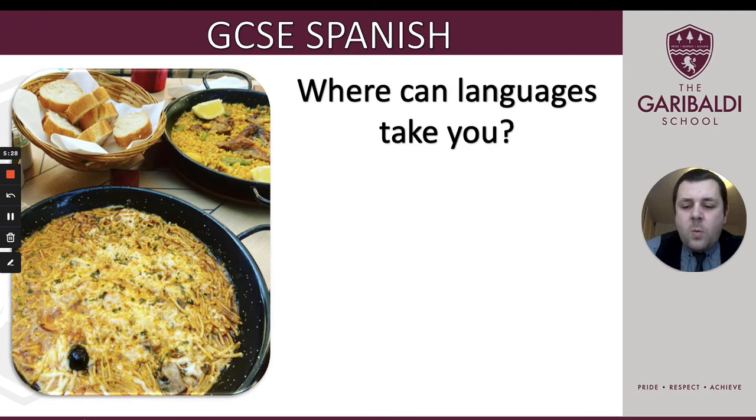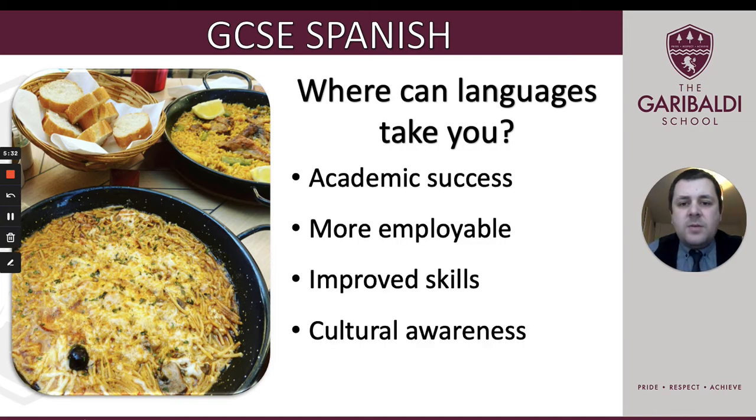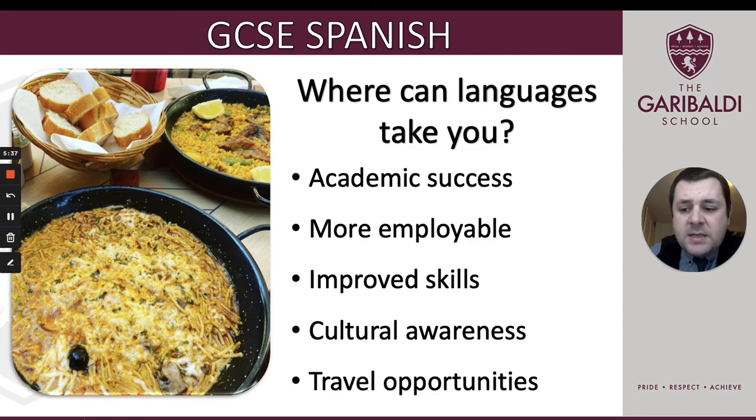So, having a look at where languages can take you. So, languages can be useful for a lot of different purposes. So, firstly, academic success. So, studying Spanish will help you with your other subjects. So, the study of sentence structure and grammar forces us to think about those things in our own language as well. And ultimately, studying Spanish will make you a better writer, reader, and speaker and listener in English as well.